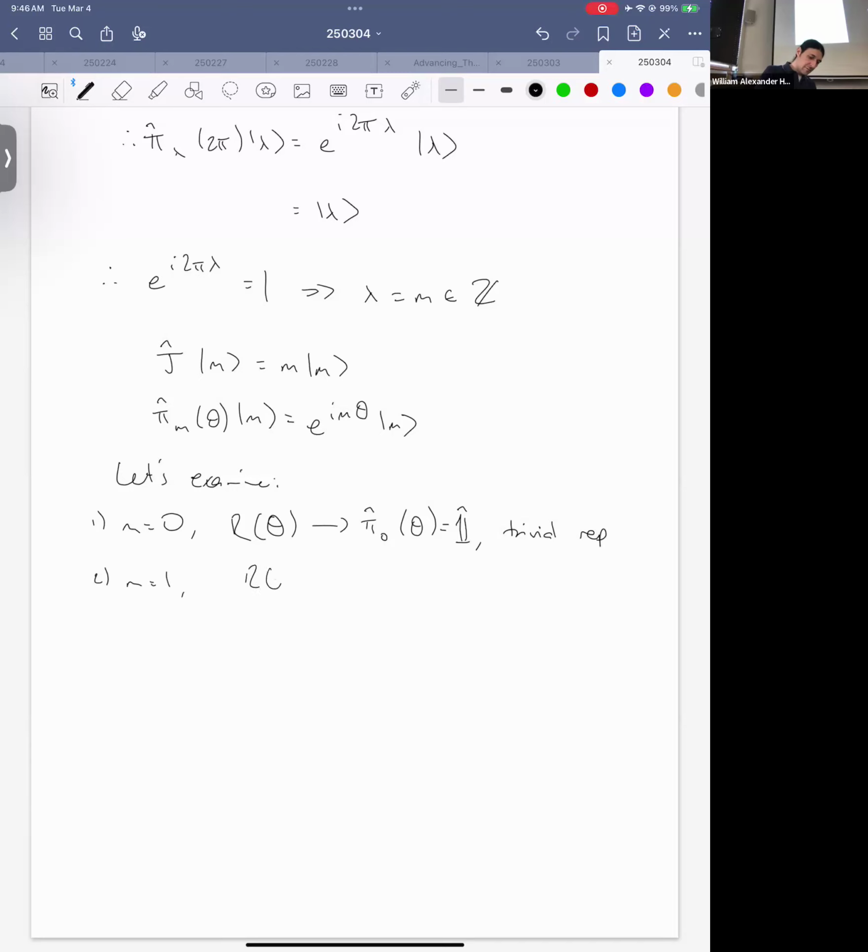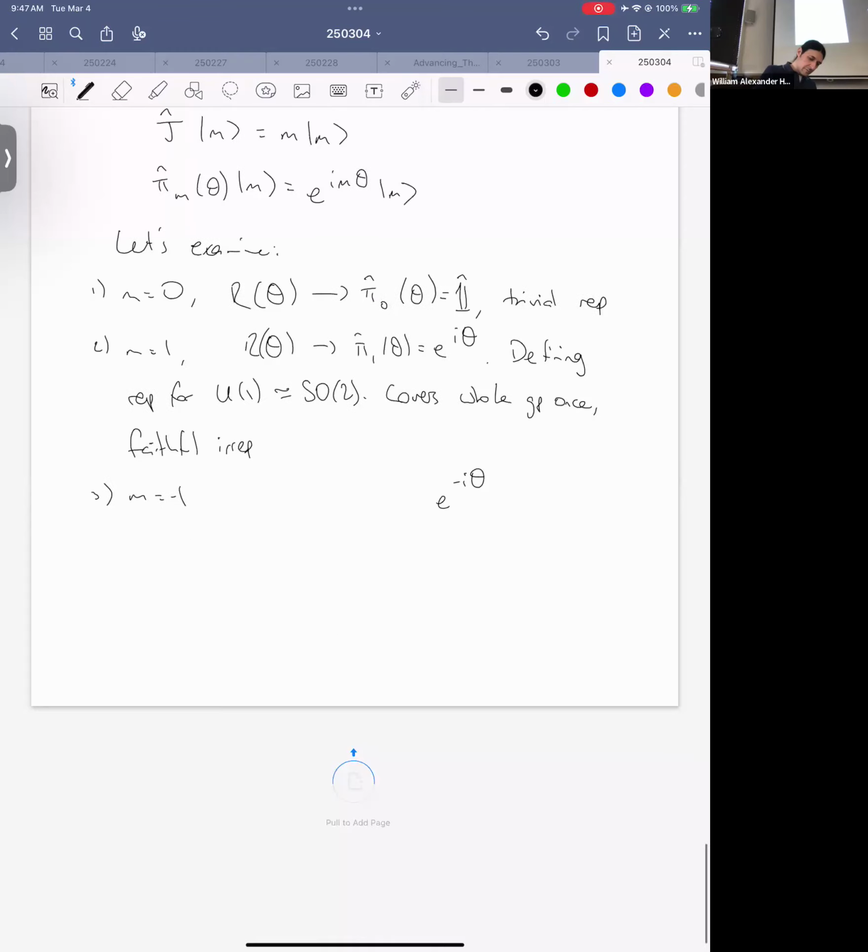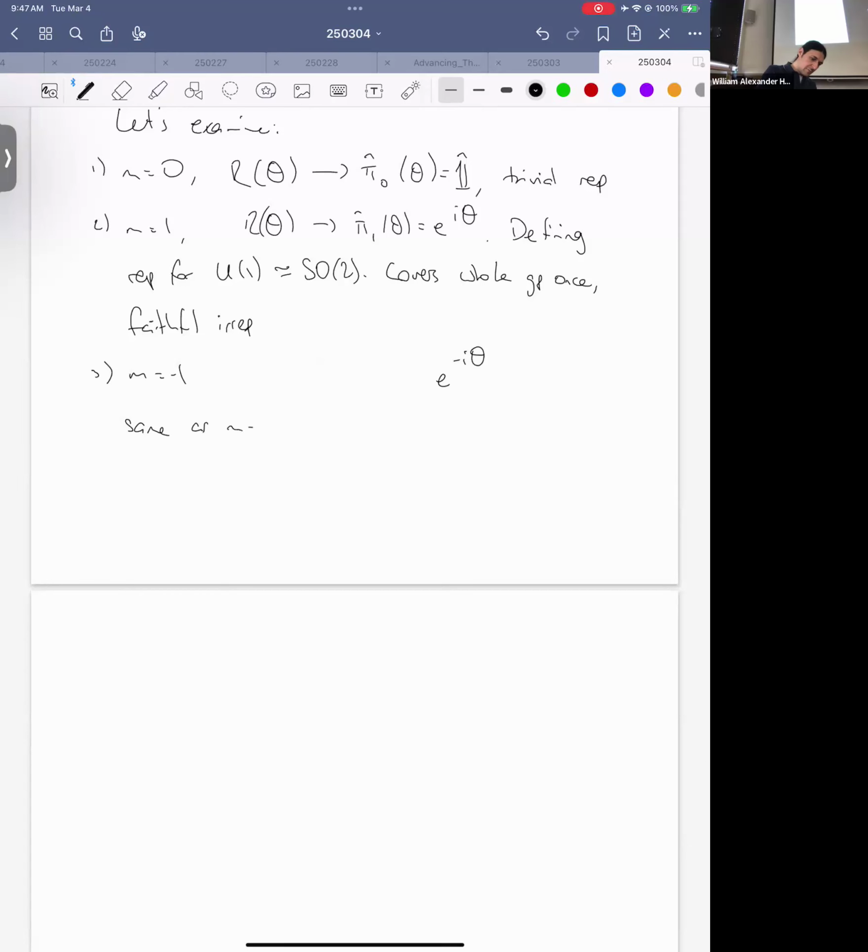Second, m equals 1. Same thing, r theta goes to pi 1 of theta, which is e to the i theta. So this is our defining representation. It covers the whole group once, and therefore it's a faithful representation. For m equals -1, we get e to the minus i theta. So it's the same as m equals 1, but rotates clockwise rather than counterclockwise.